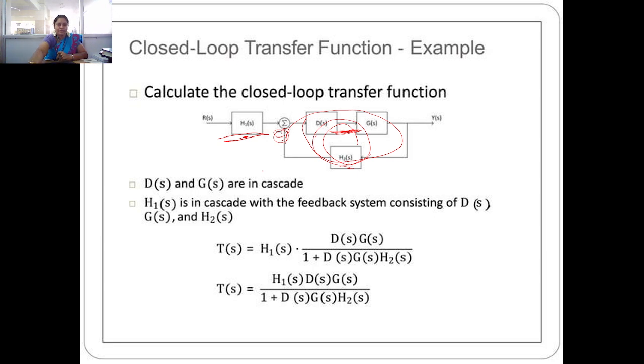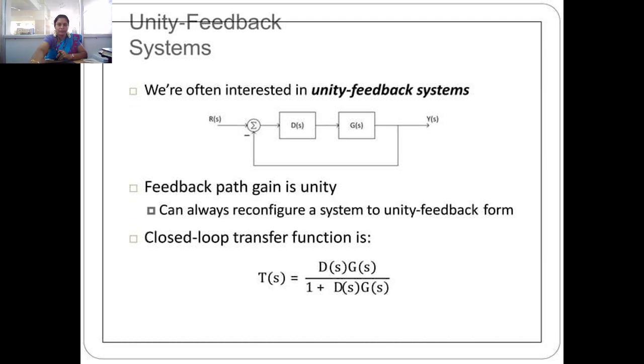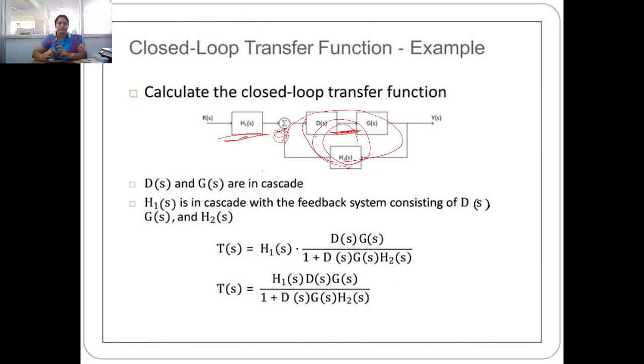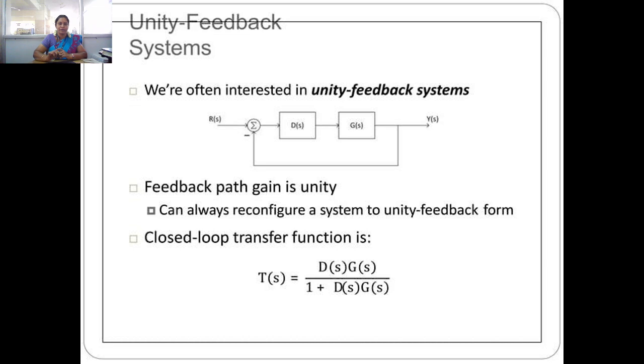And next one, finally this is your gain. Your final value is H1(s) into this one, and this one is again cascaded, so we simply multiply. That is T(s) is equal to Y(s) divided by R(s) equal to H2(s) into H1(s) into D(s)G(s) divided by 1 plus D(s)H(s) into H2(s).